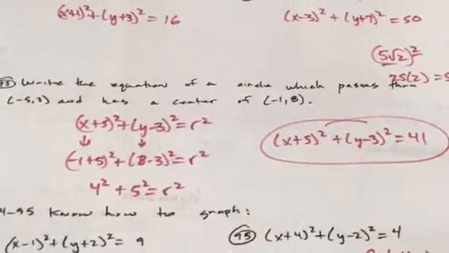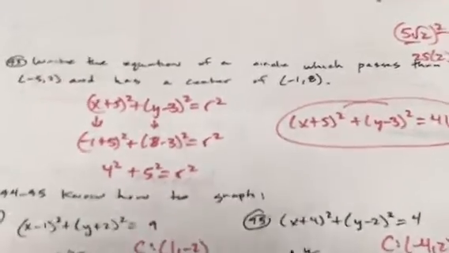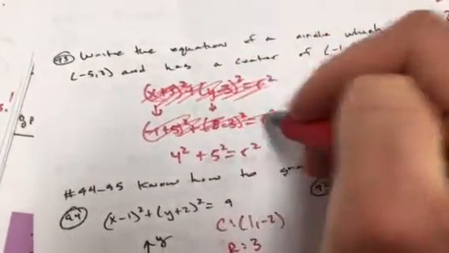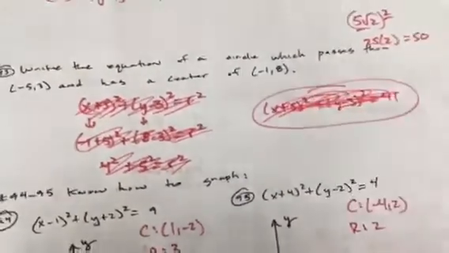93, write the equation of a circle which passes through negative 5, 3 with a, gosh darn it, I wrote this backwards and didn't read. That's what happens when you go too quick. Hopefully this doesn't get you. We're going to try this together here because that's totally not correct.